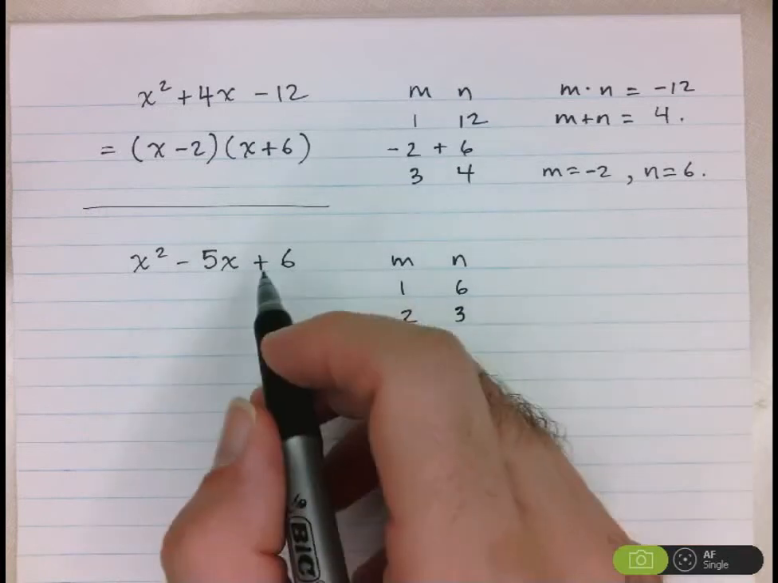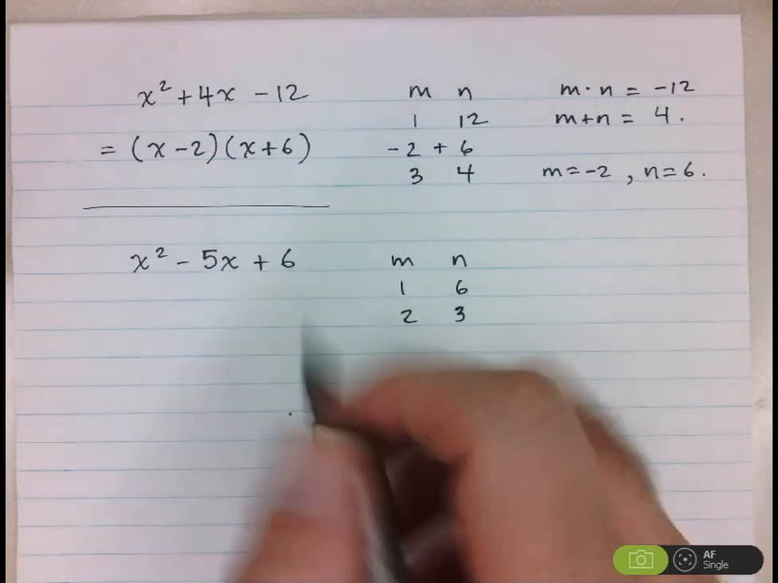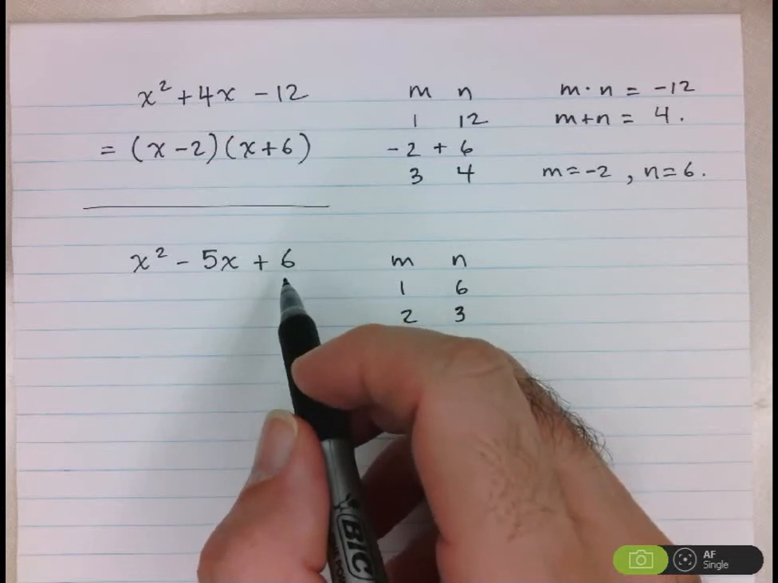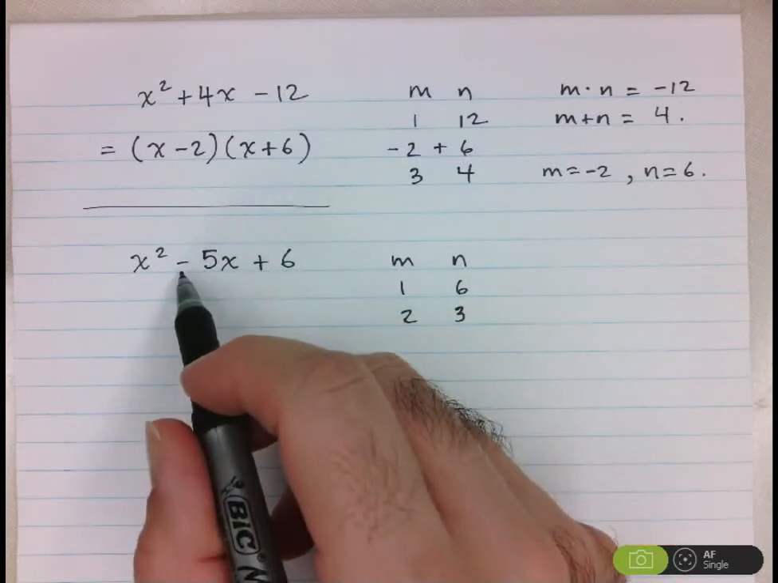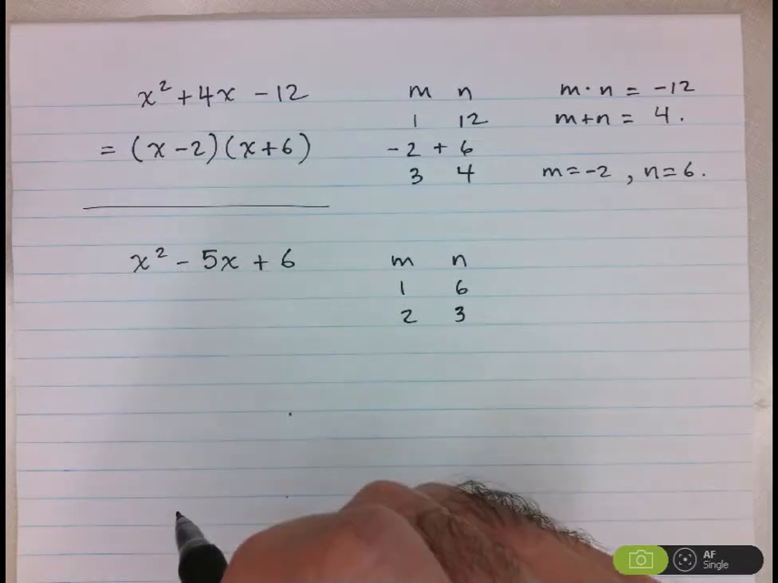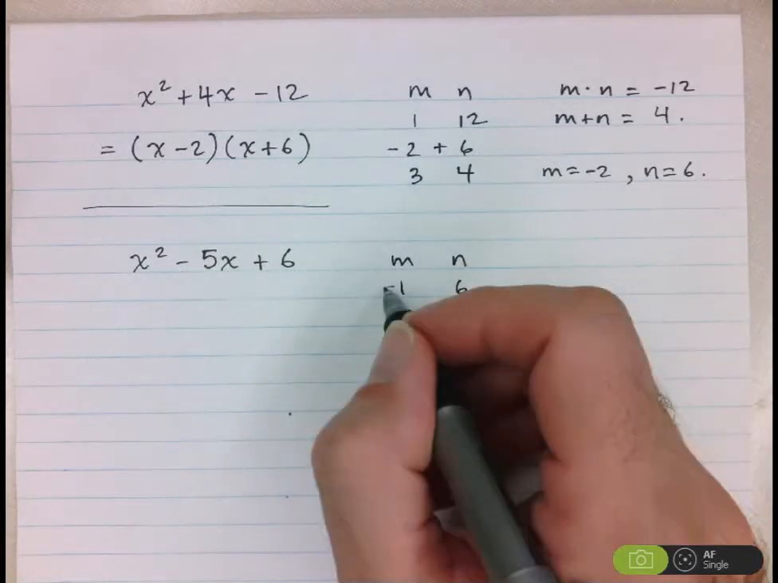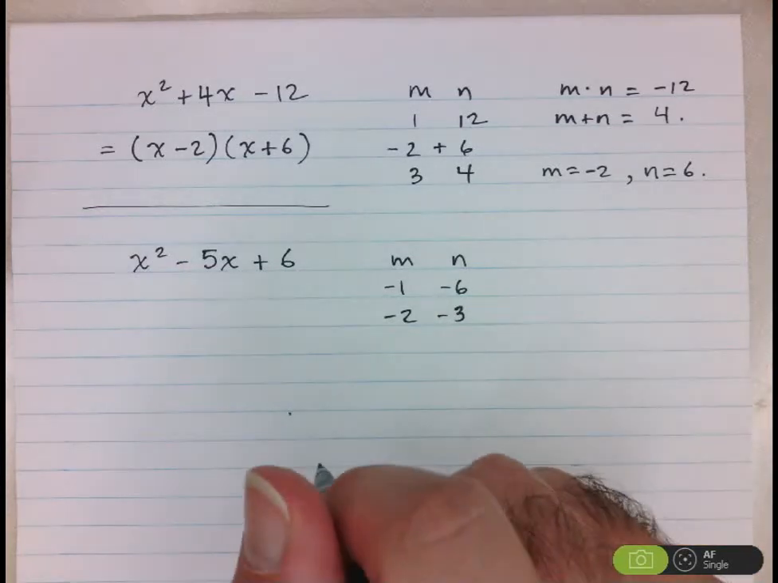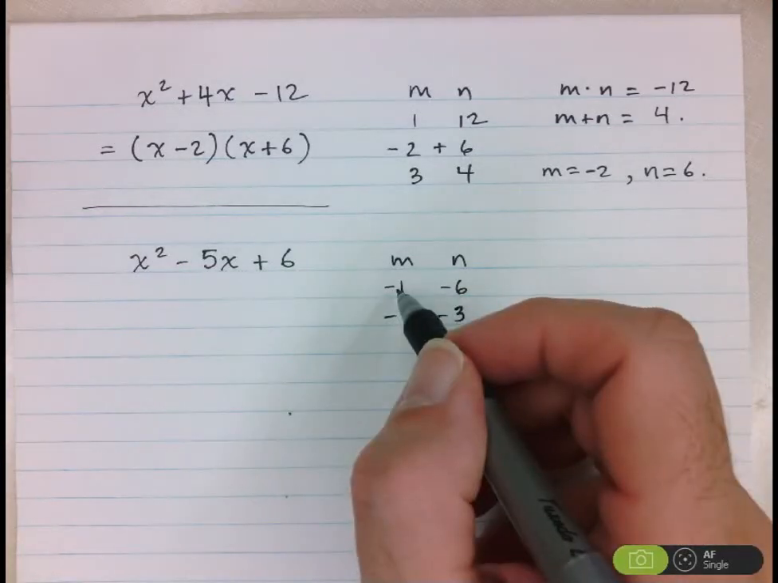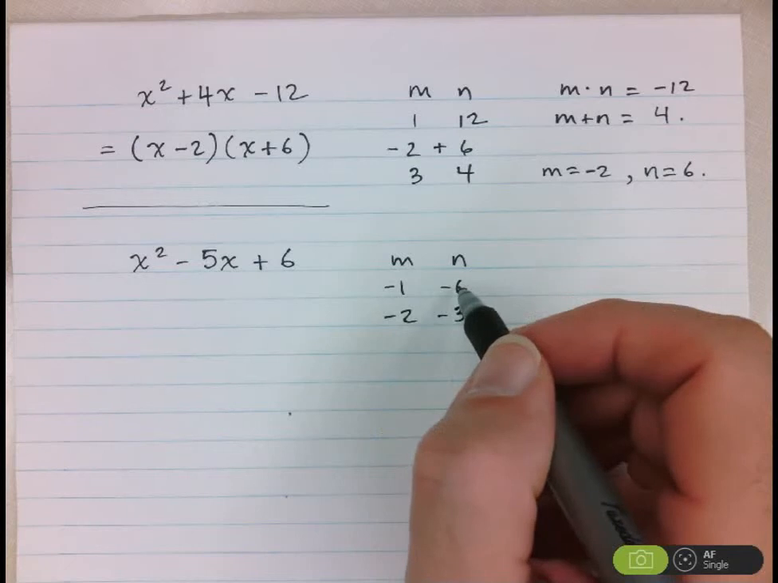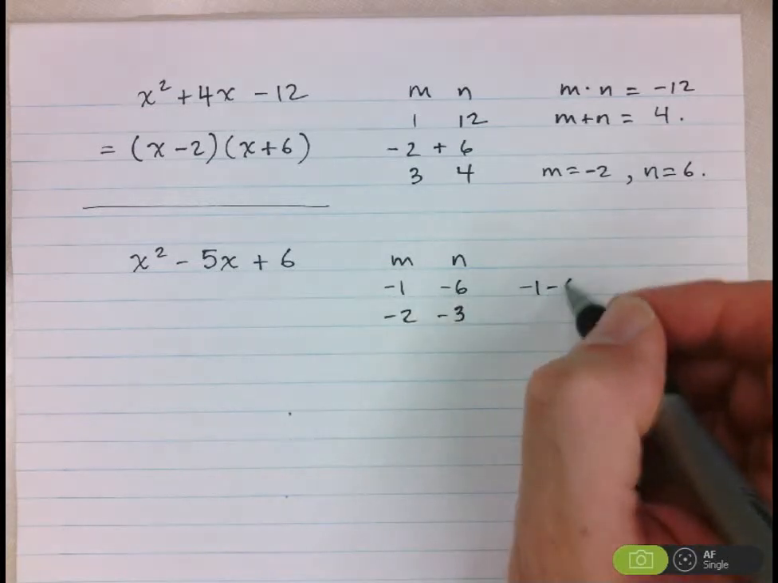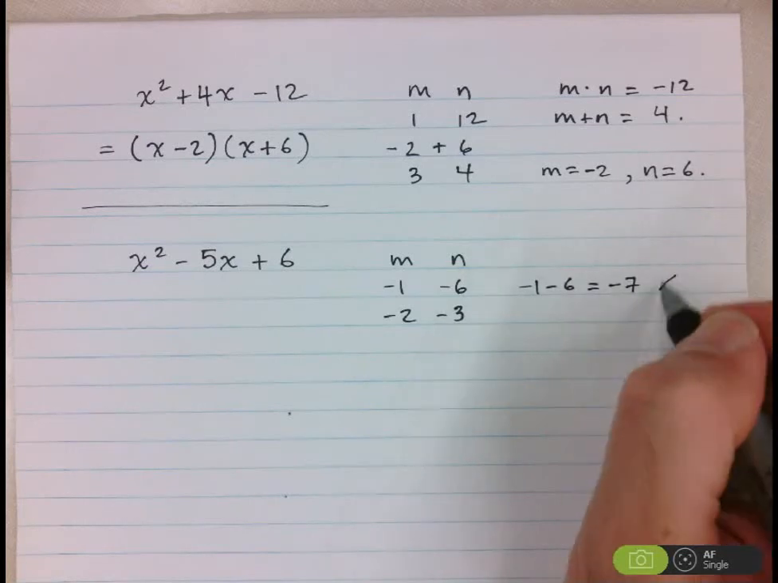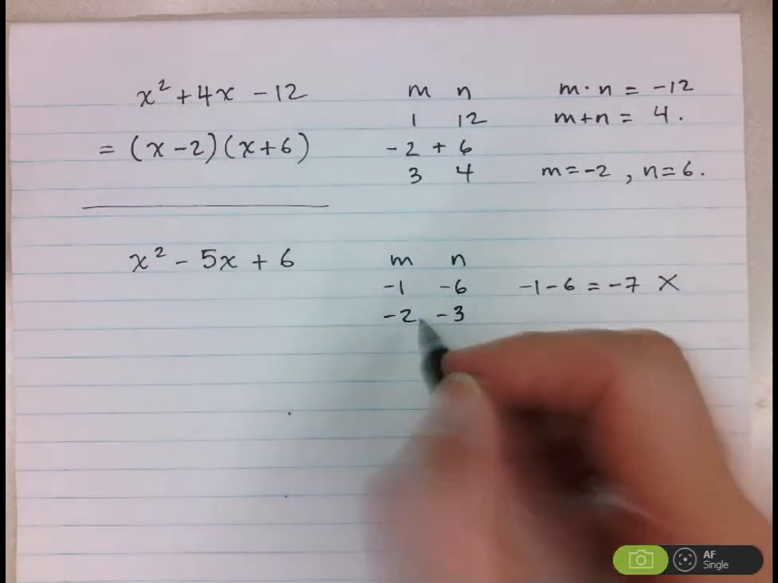We need it to add up to negative 5. Now here, remember, they have to multiply to 6. So they could both be positive, but they could also both be negative. This is where you think, well, in order for the addition to be equal to negative 5, they must both be negative. So I'll just add some negatives here just to help me out. And let's see what happens here. If I have negative 1 plus negative 6, well, that's like negative 1 minus 6, which is equal to negative 7. That doesn't work.